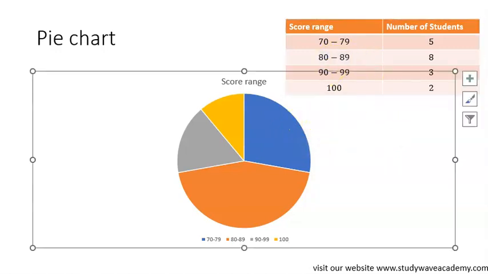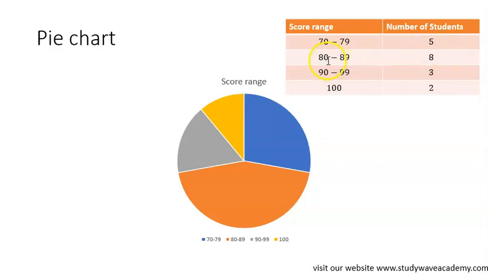Then here is 80 to 89. 80 to 89 is 8 and is the highest. 80 to 89 is the orange color. The next, 90 to 99, is 3. 90 to 99 here is the ash, so it's here. And the last, 100, is 2. 100 is the yellow, which is here. So this is a pie chart.